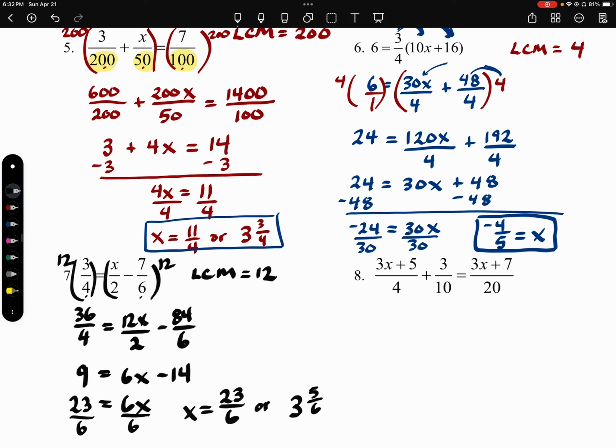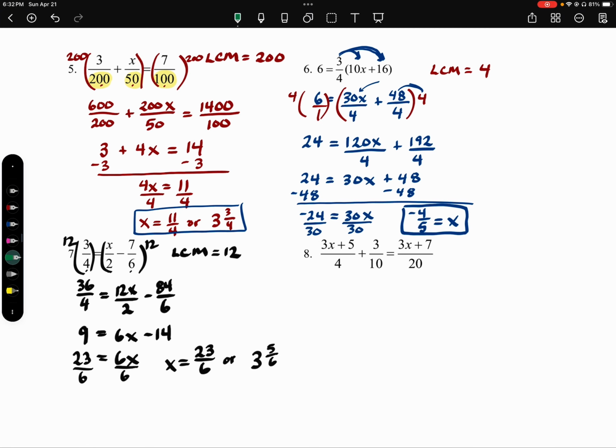All right, let's move on to the last one. It's number 8. For 8, we have (3x plus 5) divided by 4 plus 3/10 equals (3x plus 7) over 20. As we look at those denominators, 4, 10, and 20, I already know that my least common multiple has got to be 20 on this one. Let's see what happens when we follow our process. We're going to multiply each side by 20.